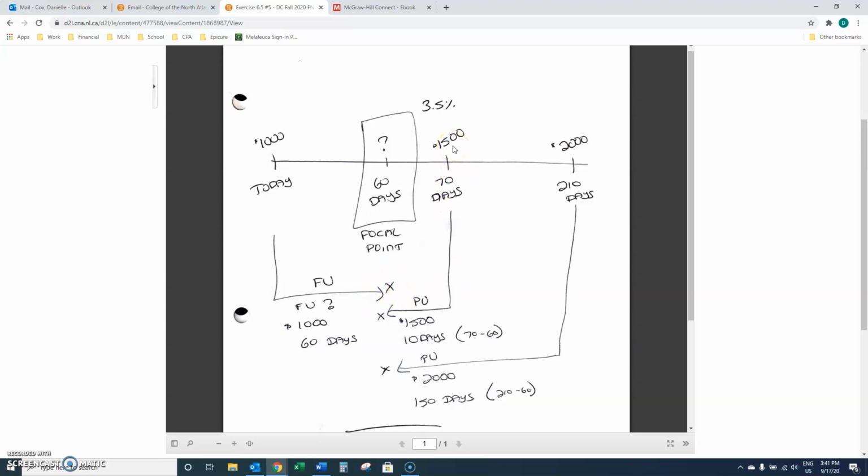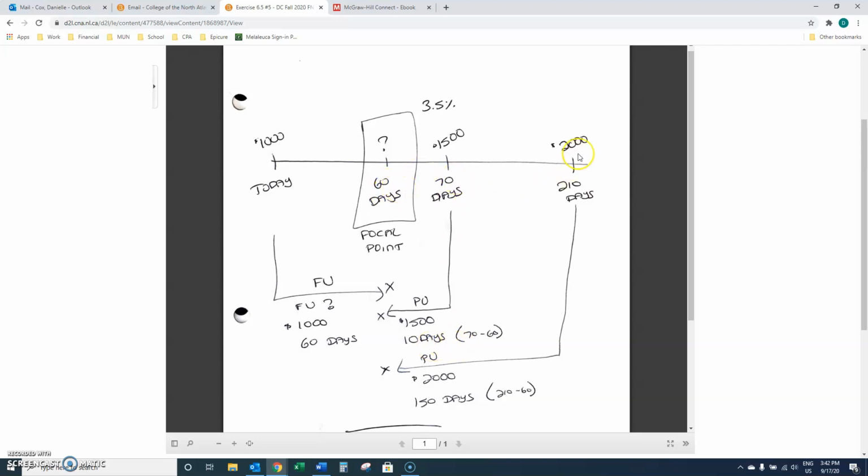Then I have to figure out what the $1,500 will be worth at that 60-day mark. I need to find the present value at this date of the $1,500, which we're going to receive in the future. But notice that we're going to receive it at day 70, and we're calculating the value at day 60. So what's the present value of that $1,500 10 days into the future? I need to calculate the present value of the $1,500 10 days into the future, 70 minus 60 days.